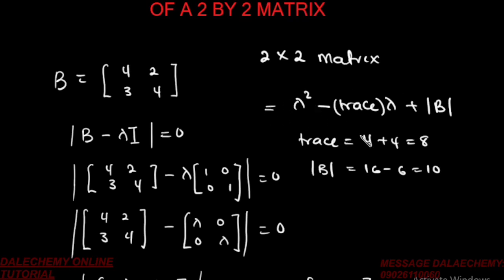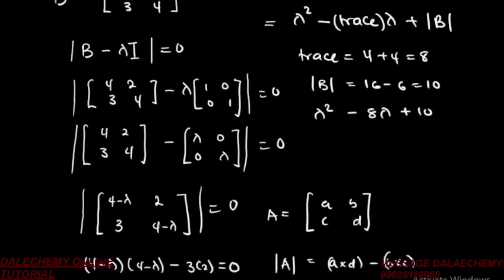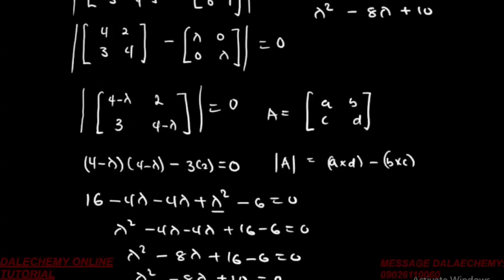So simply by substituting into this formula, we're going to have lambda square minus the trace, which is 8, times lambda, then plus 10, which is the determinant. So this gives the characteristic polynomial of this matrix very easily. And if you check, it is the same as what we got here as well. Can you see? We have this.